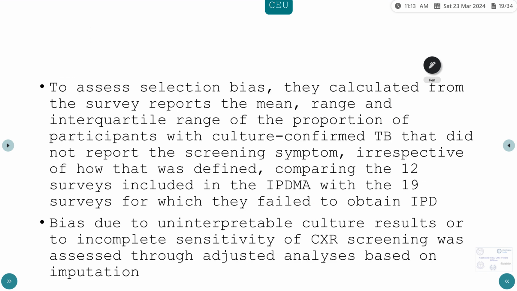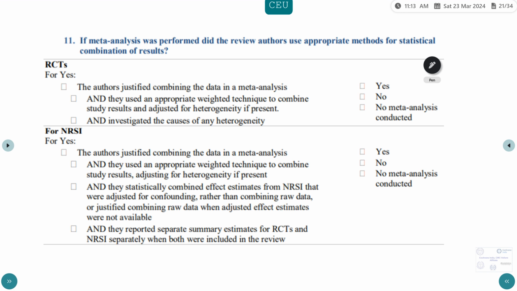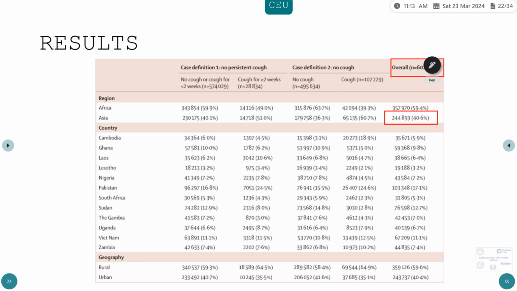If the meta-analysis was performed, did the review authors use appropriate methods for statistical combination of results? Instead of pooling the results, they pooled the data and they redid the analysis. This is the results of our study.